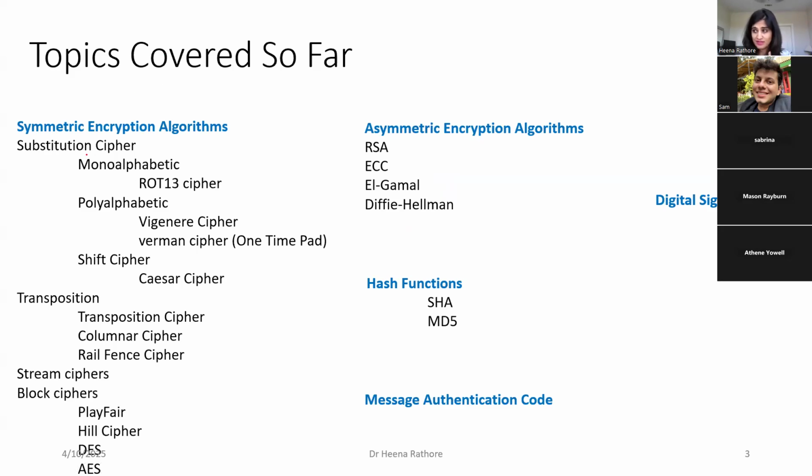So under substitution cipher, we covered ROT13. For monoalphabetic and polyalphabetic, we covered Vigenere cipher and Vernam cipher. For shift cipher, we covered Caesar. For transposition, we covered transposition cipher, columnar cipher, and rail-fence cipher. For block ciphers, we covered Playfair, Hill cipher, DES, and AES. Now we will cover Stream Cipher, which is also a kind of encryption algorithm.